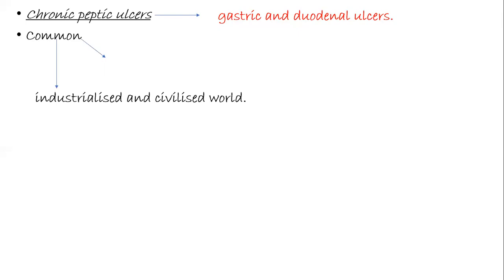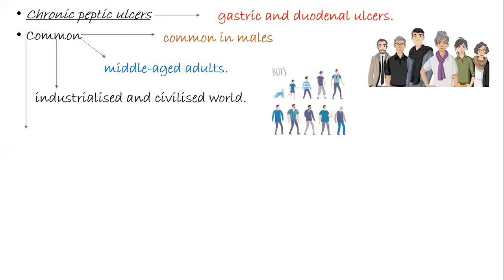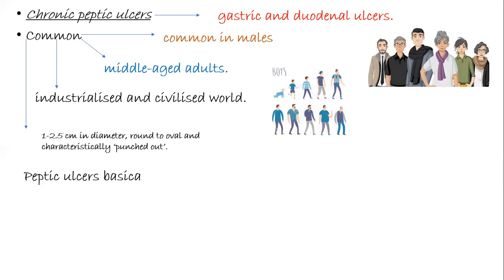Commonly it occurs in the industrialized and civilized world due to changing lifestyle habits, changing eating habits. It also occurs in middle aged adults, and it is more common in males. The chronic peptic ulcers are about 1 to 2.5 centimeter in diameter. They're round to oval, and characteristically they are punched out. They are inflamed and elevated over the surface.